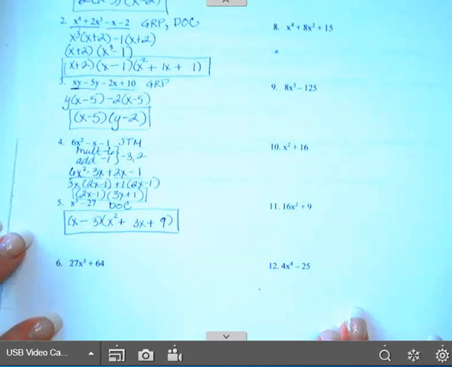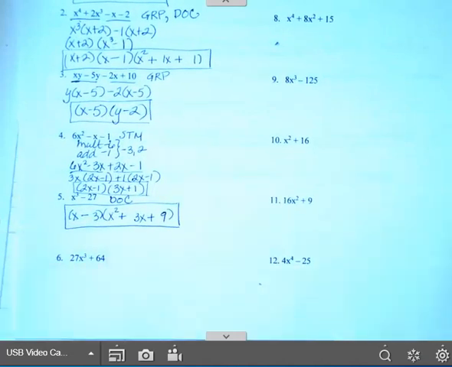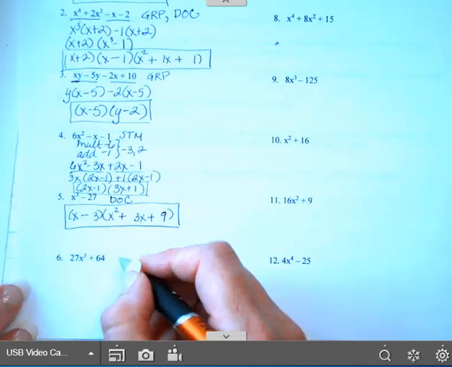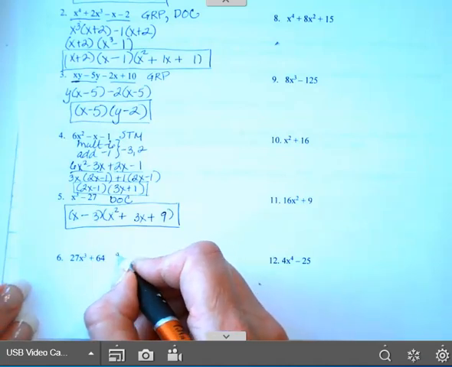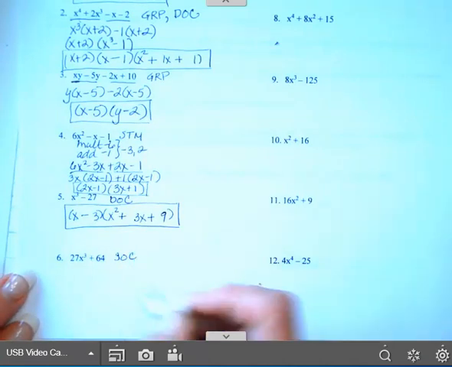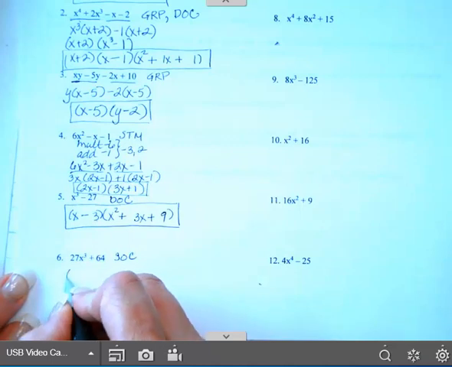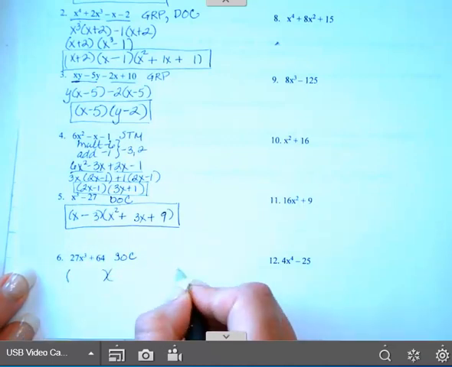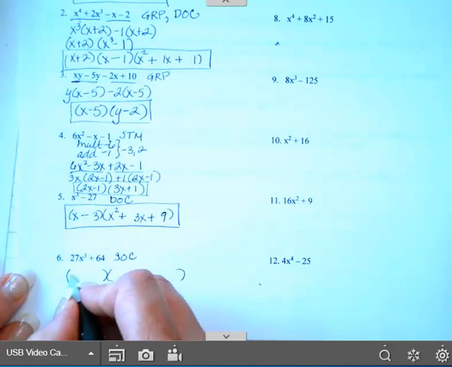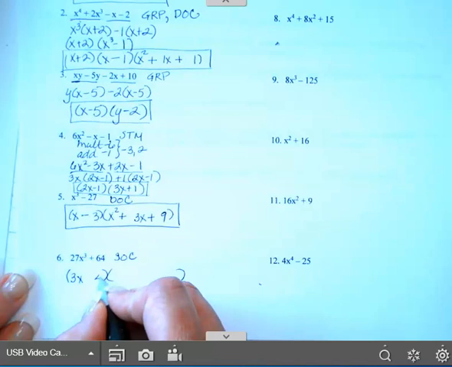Example 6. They do not have a greatest common factor. It is not a sum or difference of squares. We have 2 terms. It is a sum of cubes, though. Look at the pattern. You'll take the cube root of each of those. So that's 3x and 4.